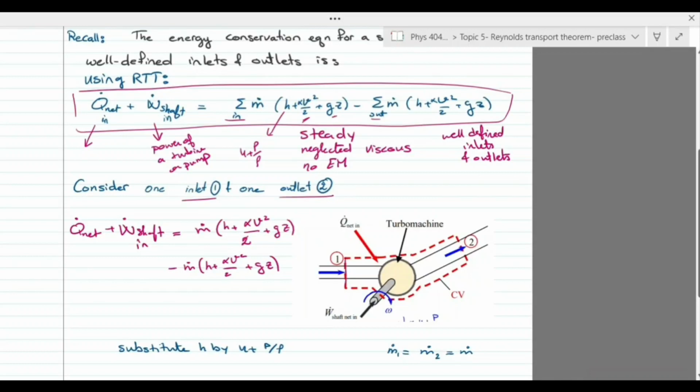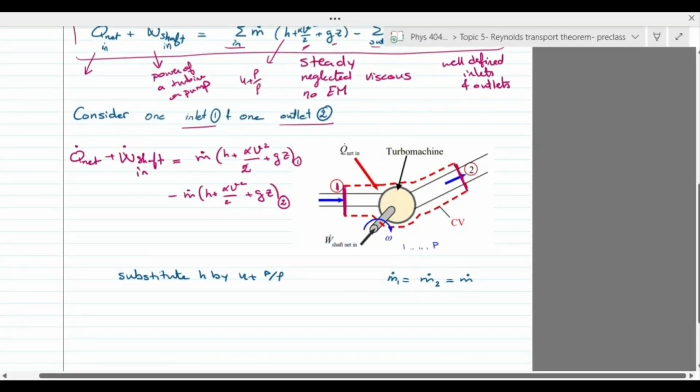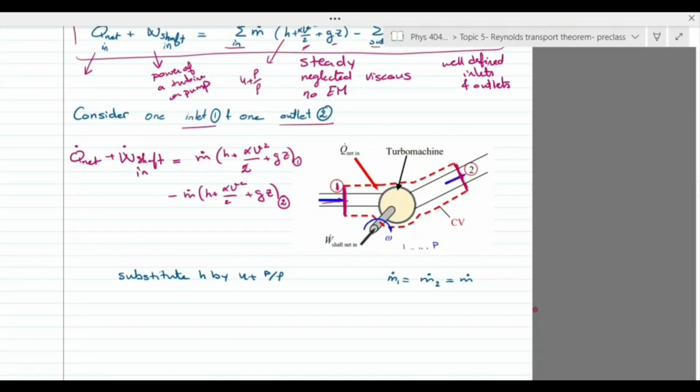Now I will always consider my inlet to be point 1, so that here this would be over point 1, and my outlet is point 2 here, so my outlet will be point 2. Of course, the mass flow rate, because I have a steady flow and I have only one inlet and one outlet, then m1 dot equals m2 dot, and I will name this m dot in my equation.